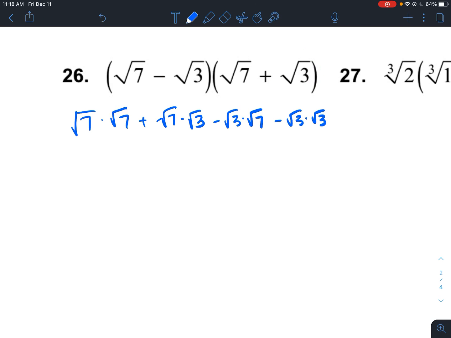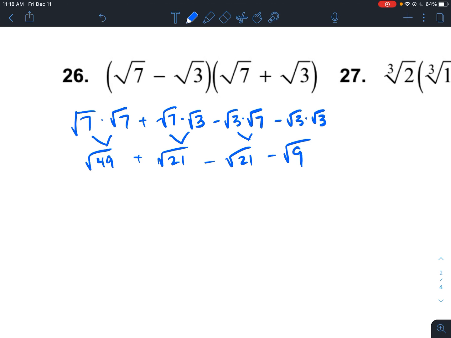So let's go ahead and do this. Because these are being multiplied, this is going to be the square root of 49, plus square root of 21. This is going to be minus square root of 21, and then minus square root of 9.